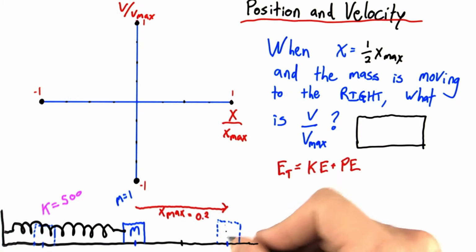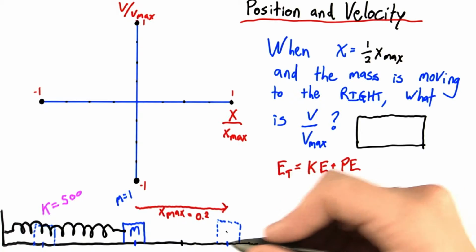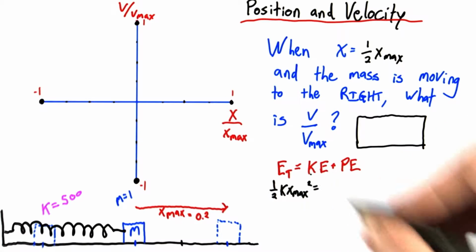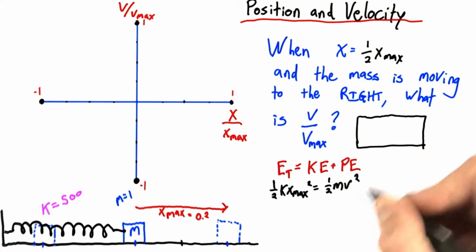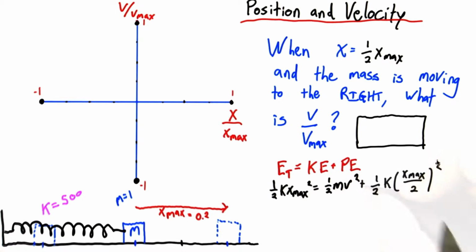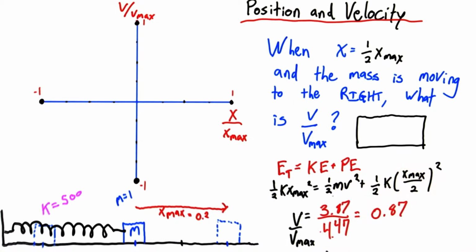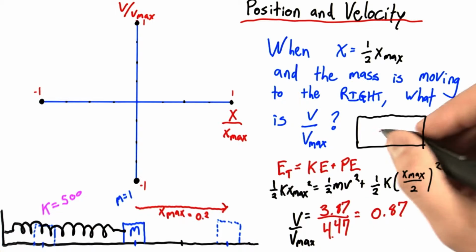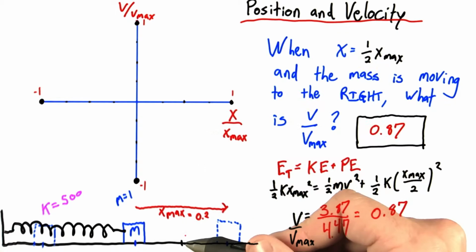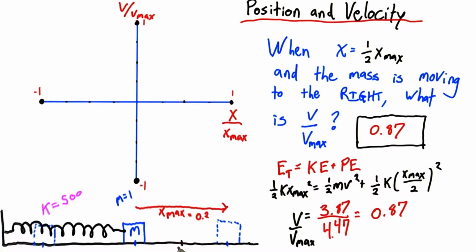Well, the total energy is just whatever energy it had when I pulled it all the way back to xmax. The kinetic energy, well, I'm not sure what that is, but I know this is the equation that describes it, and actually I know all of these numbers, except for v. To solve this for v is just a matter of doing a little bit of massaging, which I'll leave to you, and when I carry out all of this algebra and arithmetic, I find that when I'm at this point, when the mass is moving through this position here, the velocity is 0.87 its maximum velocity.